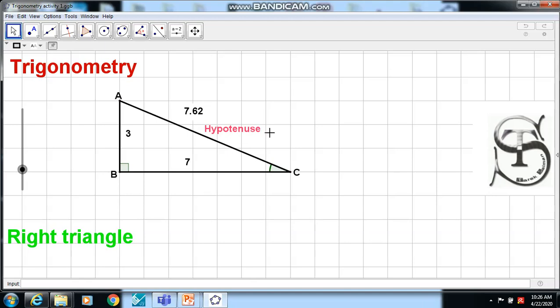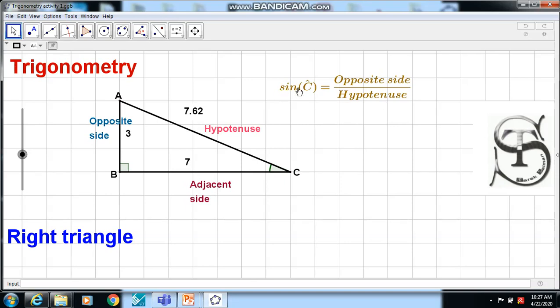The side opposite to the right angle is the hypotenuse all the time. The side opposite to this angle is called the opposite side of the angle C. This side is the adjacent side of the angle C, the second side forming the angle other than the hypotenuse. Okay, if we take the angle A, this one will be the opposite side and AB will be the adjacent side.